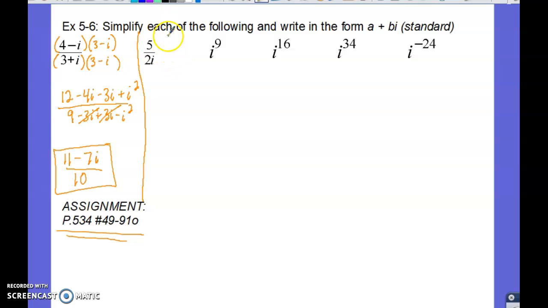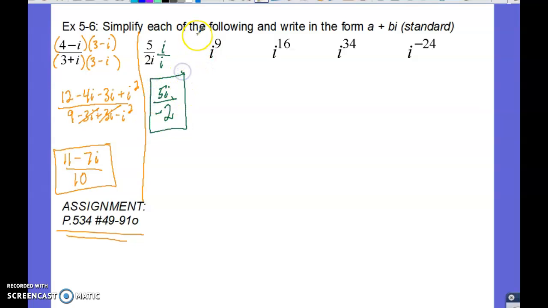Looking at the next one, not trying to oversimplify it, but what I would do is just multiply top and bottom by i. You don't have to worry about that 2. So in the numerator you just get 5i, and in the denominator you get 2i squared, but i squared is negative 1, so 2 times negative 1 will give you negative 2.